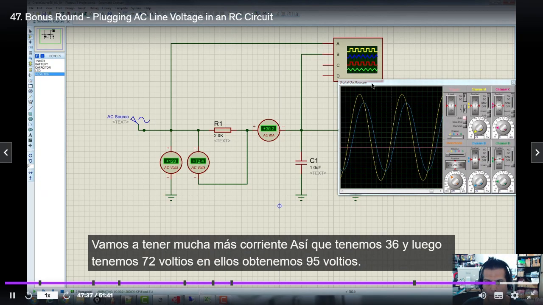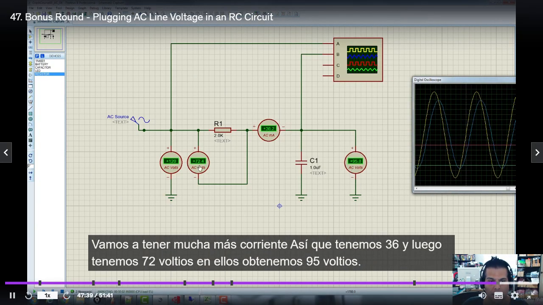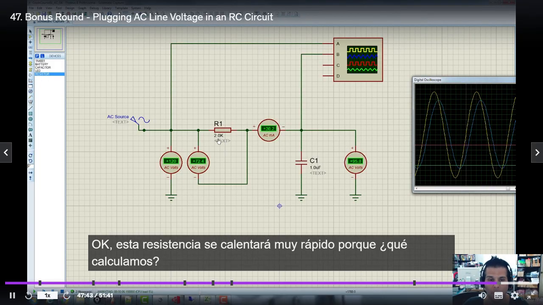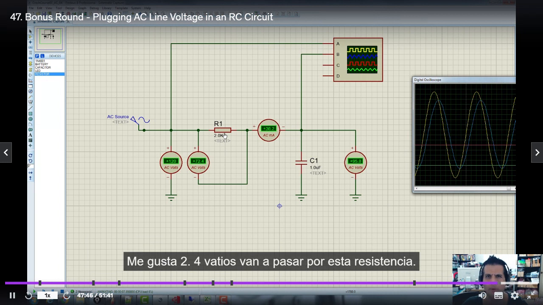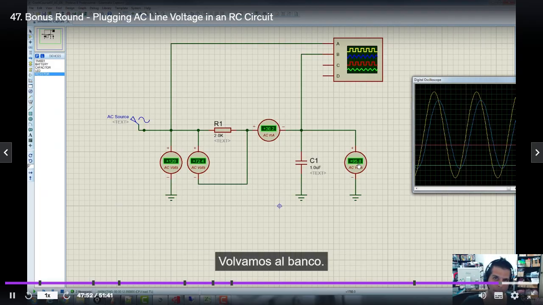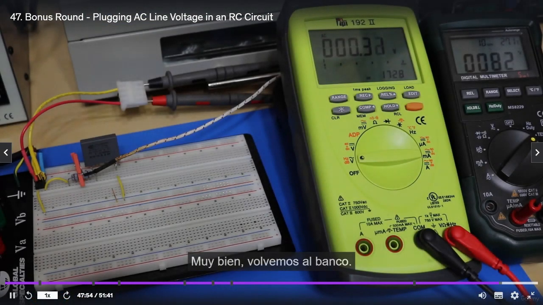We're going to get a lot more current. So we got 36, and then we got 72 volts, and then we got 95 volts. Okay, this resistor is going to get hot real quick because what did we compute? Like 2.4 watts is going to go over this resistor. Okay, so 72 volts and 95 volts is what we're expecting. All right, let's go back to the bench. All right, we're back to the bench.